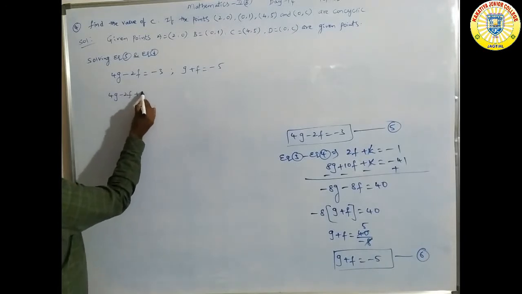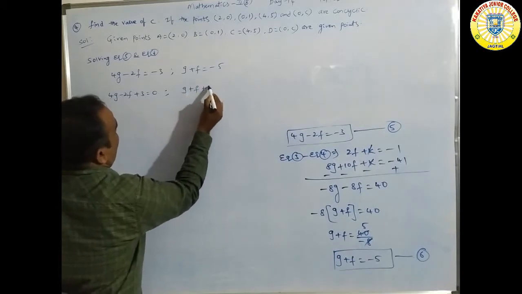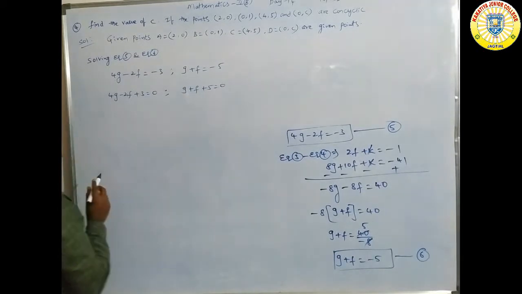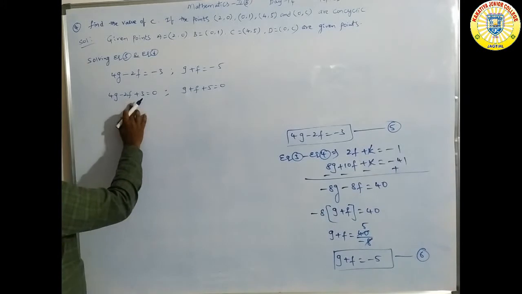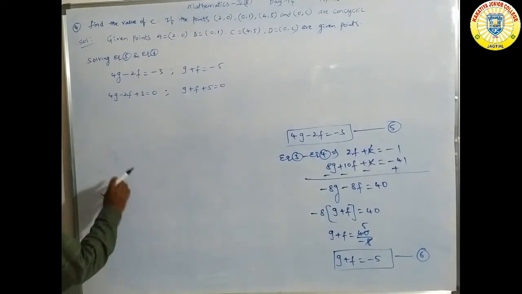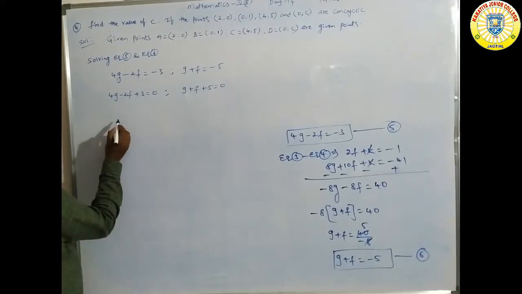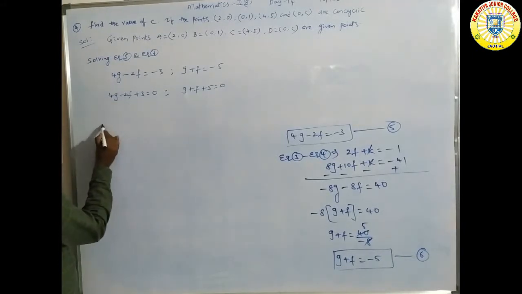4g minus 2f plus 3 is equal to 0. Here g plus f plus 5 equal to 0. Next we are solving these two equations.